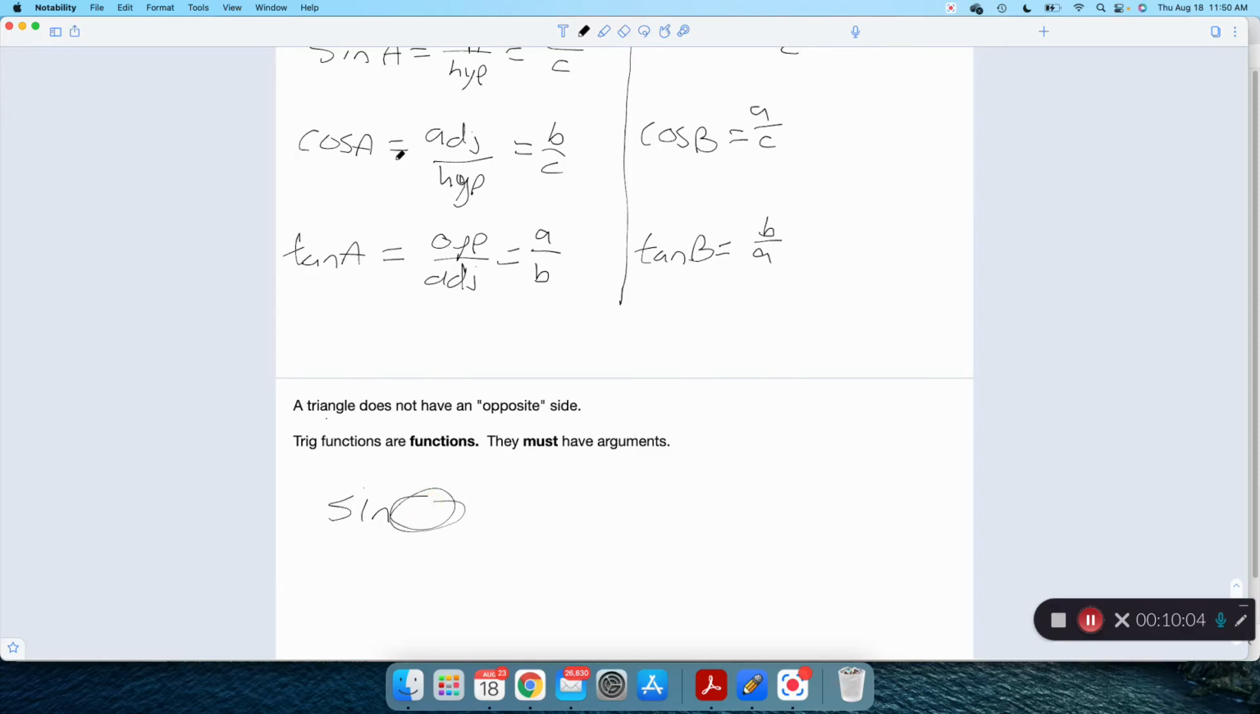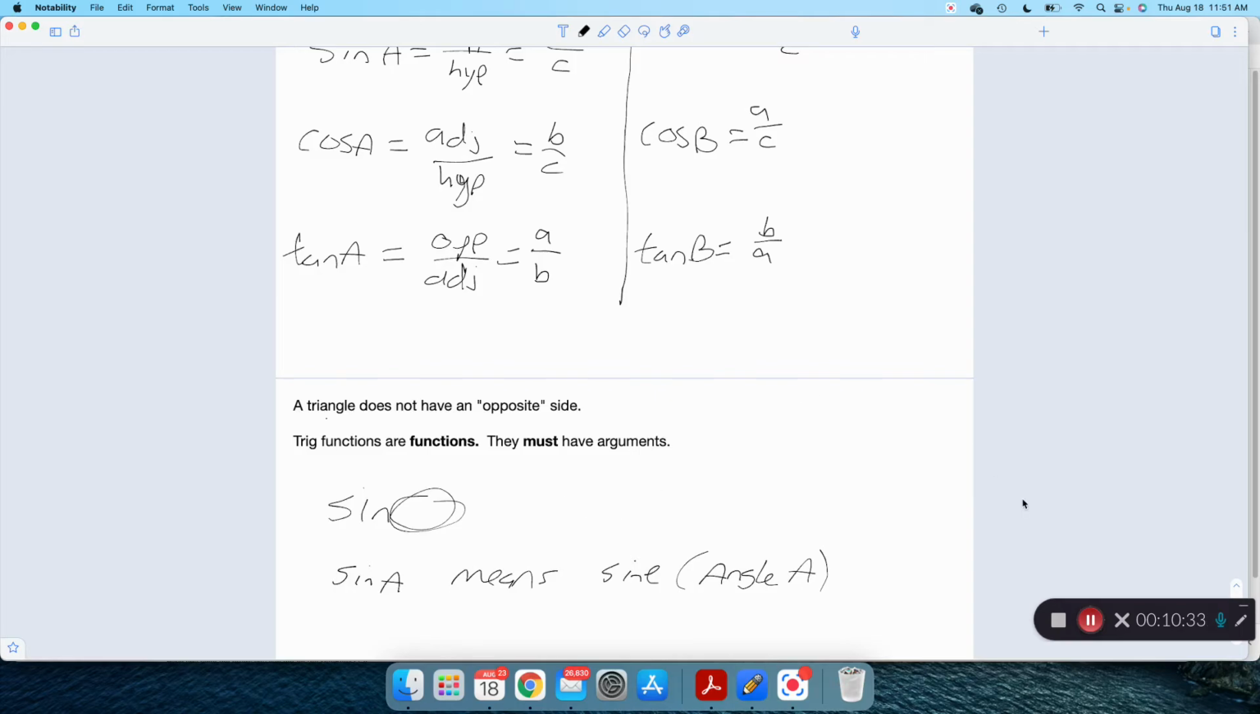And secondly, when I say something like sine A, that's not sine times A. This means take the sine value of some angle A. So it's of, it's not times. That's not cosine times A, that's cosine of A.